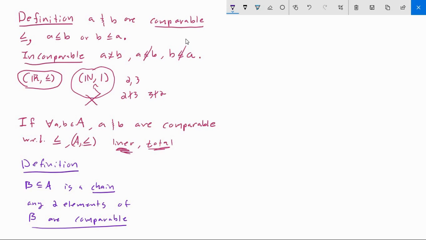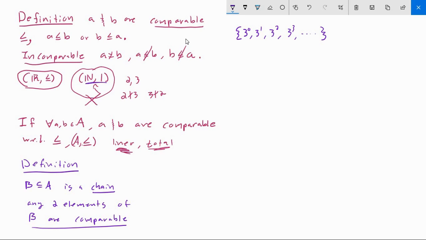So it may be the case that we have a set which is not a linear total order, such as the integers under division, but it could be the case that there may be some subset of it for which all the elements are comparable. For example, if we consider the set of powers of 3, so we consider 3 to the power of 0, 3 to the power of 1, 3 to the power of 2, 3 to the power of 3, etc., we know the entire set of integers is not a linear order under the division relation.